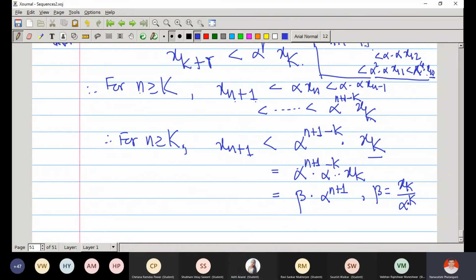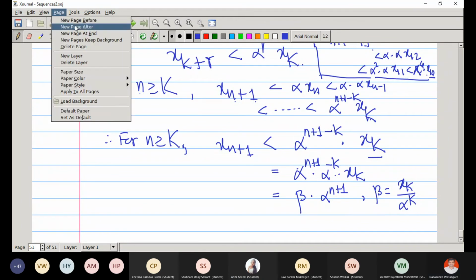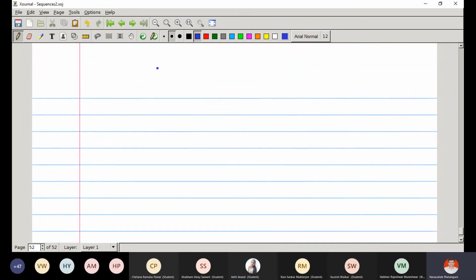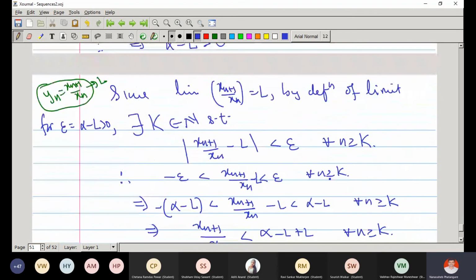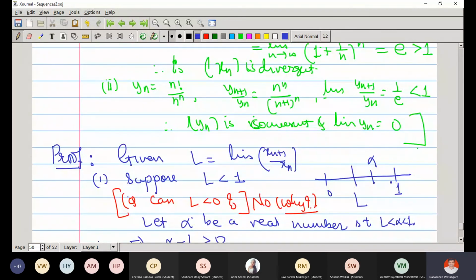Okay. Now we are at the crucial point. What is the limit? Therefore, 0 is less than or equal to xn plus 1, which is less than or equal to beta times alpha raised to n plus 1. And what is alpha? You go back. Where is your alpha? Alpha is less than 1.